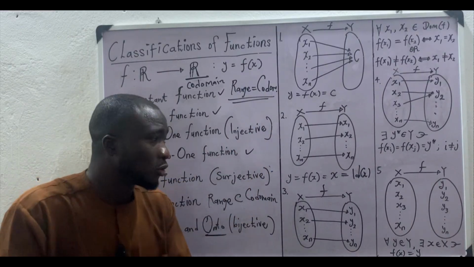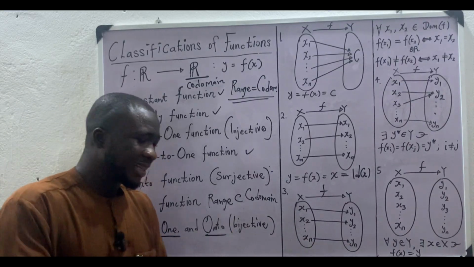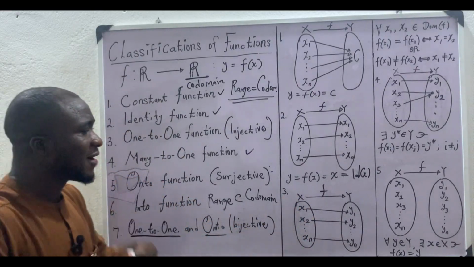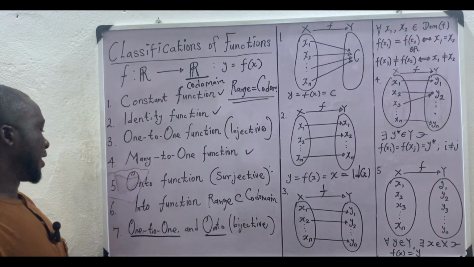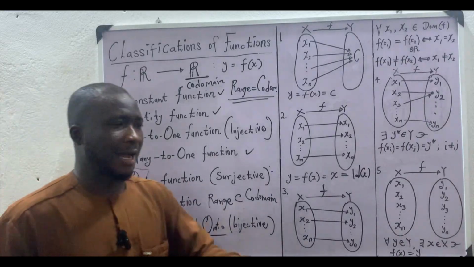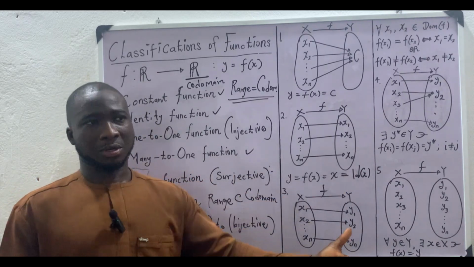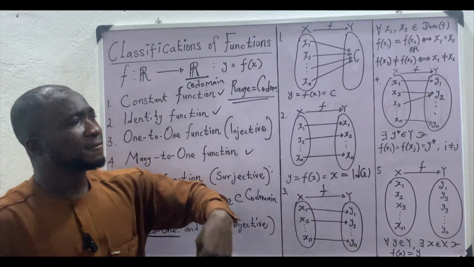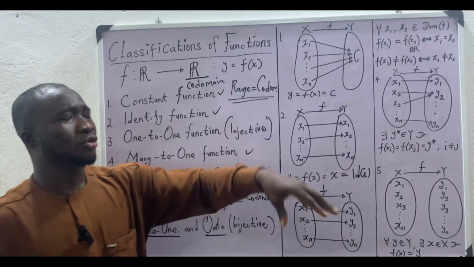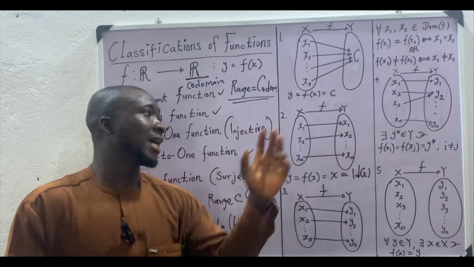Another interesting thing to note here is that when a function is both one-to-one and onto, then the inverse of the function will exist. In other words, for the inverse of a function to exist, the function has to be one-to-one and onto. However, the inverse of a function may not necessarily be a function. In other words, if a function has an inverse, it is not always true that the inverse of the said function will also be a function.